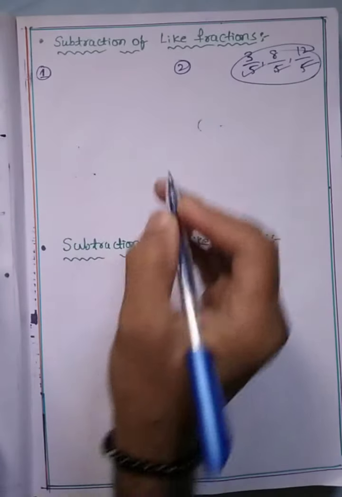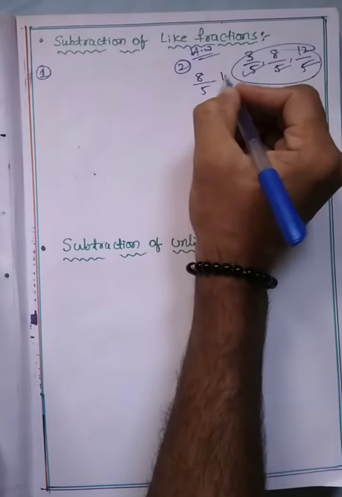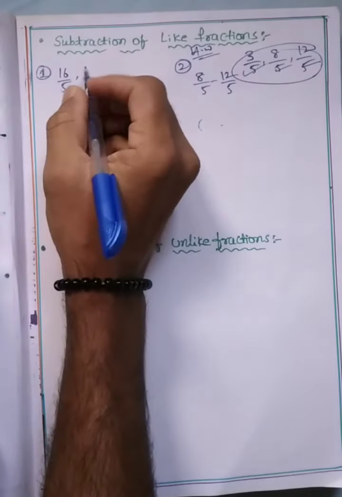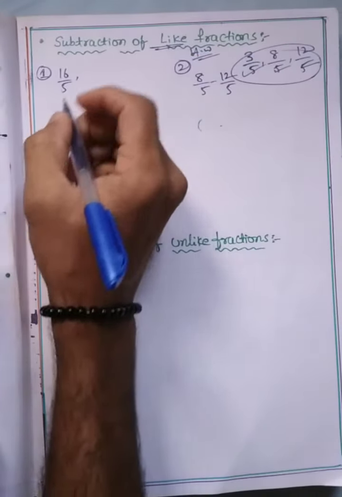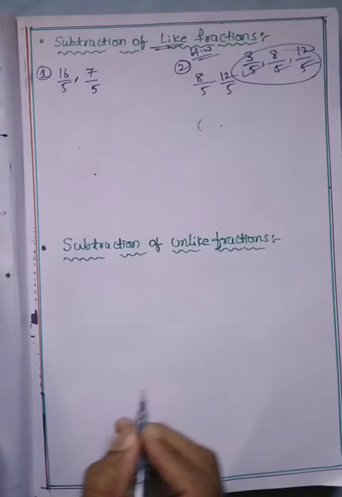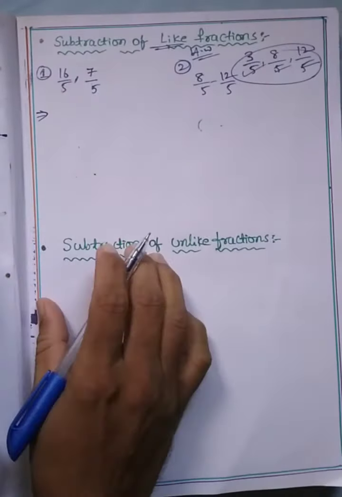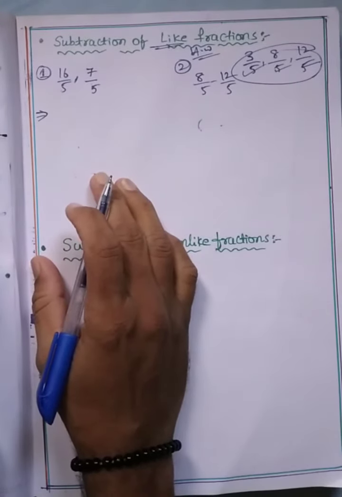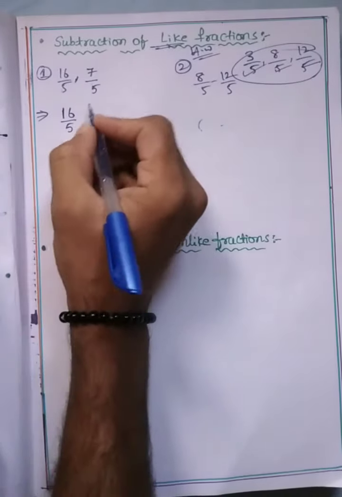So I do one problem here. Later you can do that problem on your own. Let me take 16 by 5 minus 7 by 5. Like fractions means denominators must be the same. Otherwise you can take a different problem. I am just going to explain the concept. If you get knowledge of this concept, then you should do this type of problems more. There is no problem. So now write 16 by 5.